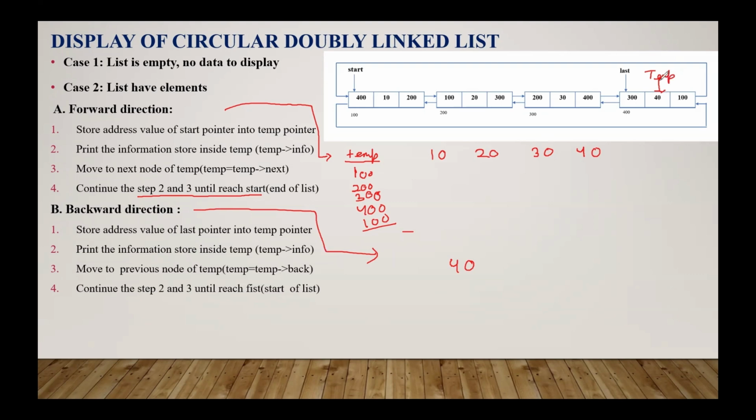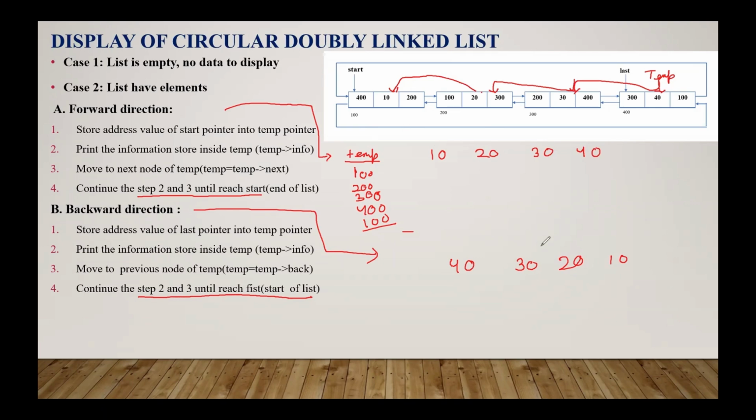What is the temp back? 300. Now temp stores this value. Then we print the information, that is 30. Then this node's back is 200, so now it points to this node. Information 20. Then this node's back is 100, so 10. Continue steps 2 and 3 until we reach the first node. Right now we reached the first node. If you go for back of 100, the back is 400, so we have to stop here.